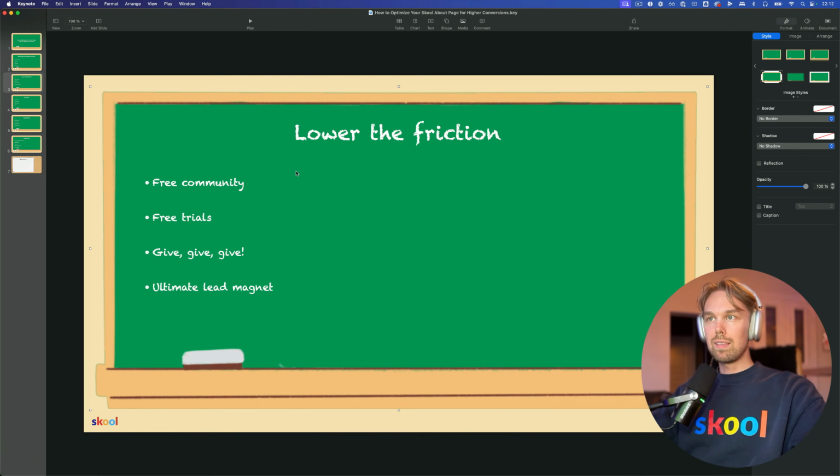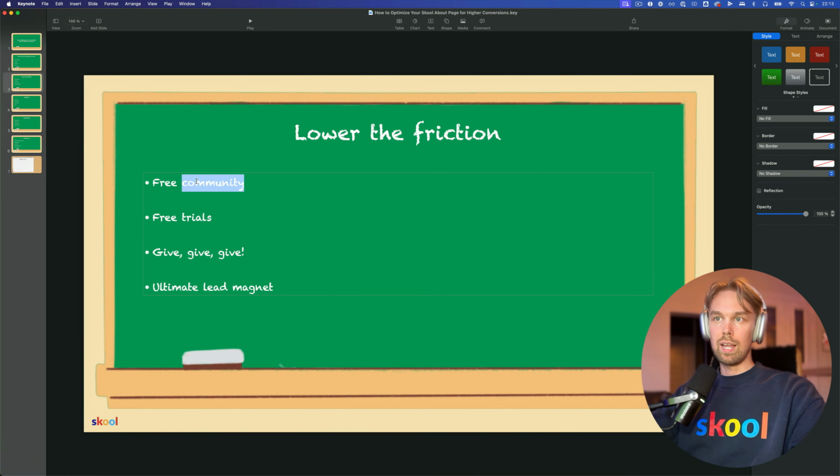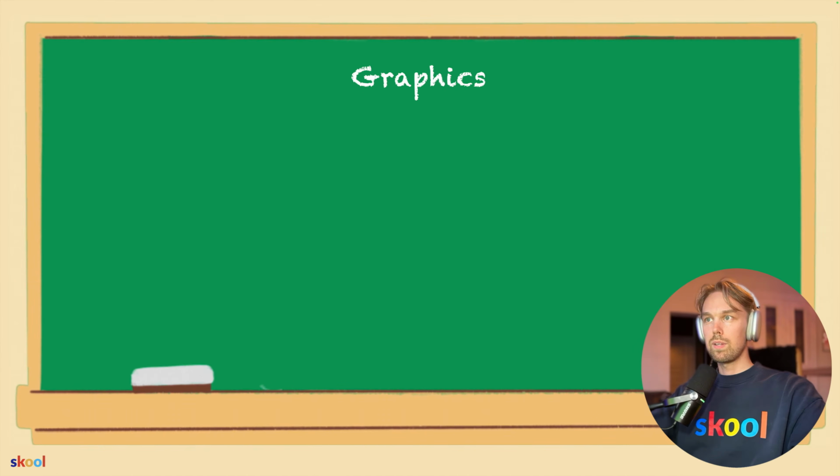So this is the first thing I want to talk about on how to optimize your Skool About page: lower the friction. We don't want to bring the traffic to the paid community. We want to either utilize free trials or a free community. I highly encourage the free community route, right?